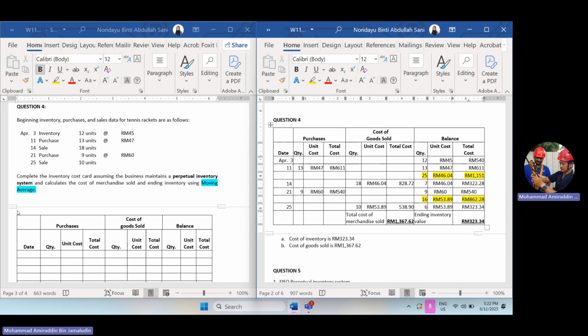Okay, proceed. Sales, 10 units. On the 21st, we purchased 9 units at 60, 540, so I put it here. Now in total I have 16 in the store: 7 from the past plus 9 is 16. Total cost: 7 multiplied by the unit cost, 322.28. 9 multiplied by 60 is 540. 322.28 plus 540 gives 862.28. Then 862.28 divided by 16 gives 53.89 average cost.